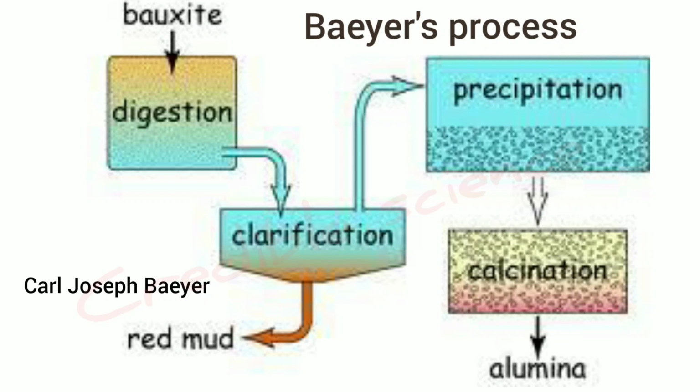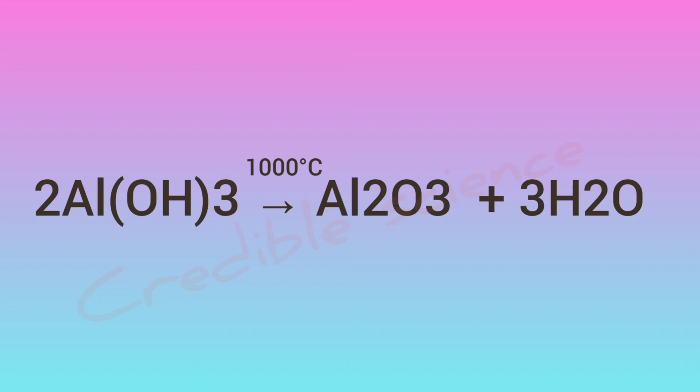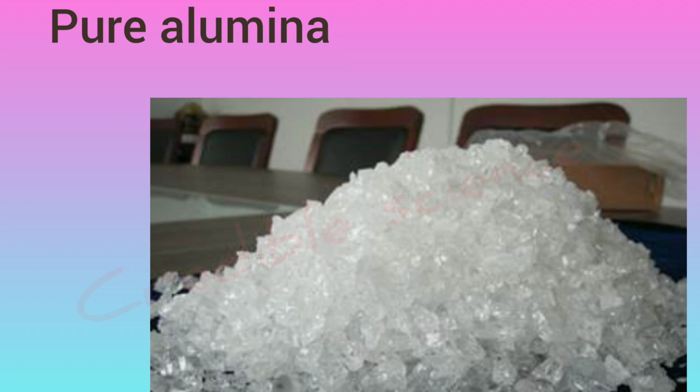In this method, the ore is sent to the crusher where it is crushed into pieces, followed by the digester where it is treated with sodium hydroxide, which gives sodium aluminate. This sodium aluminate is filtered and then treated with water to form aluminium hydroxide. This aluminium hydroxide is then heated strongly at a temperature of 1000 degrees Celsius to form pure alumina. This alumina is then reduced by the electrolytic refining method.